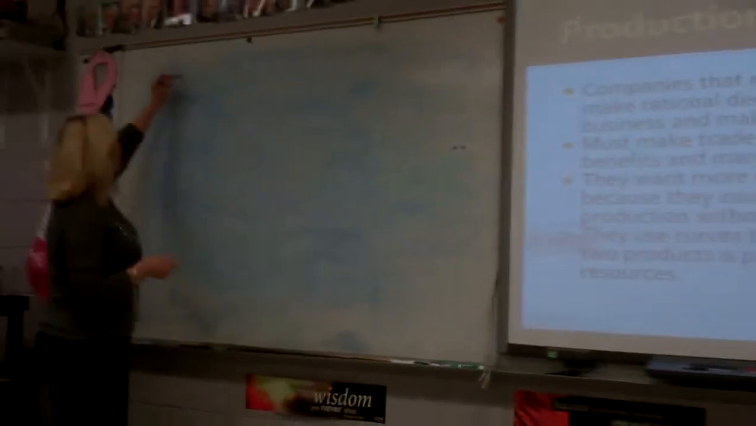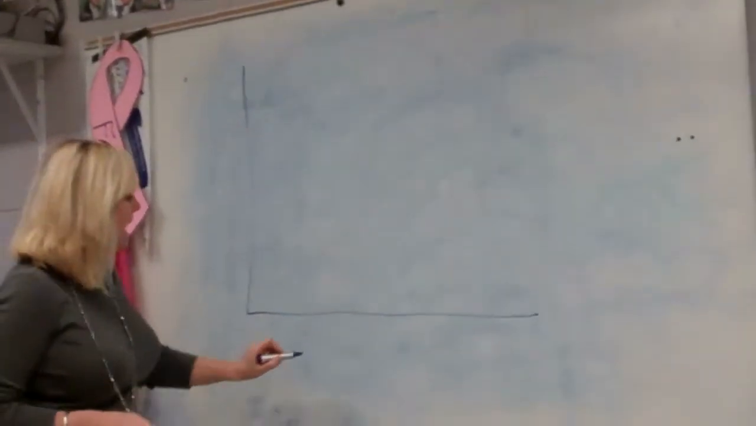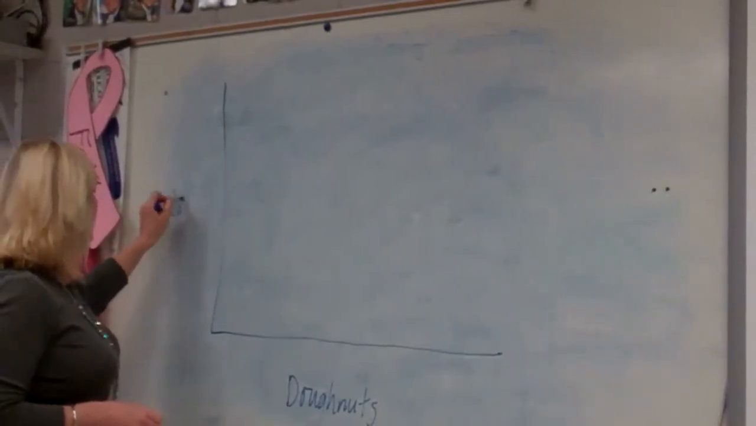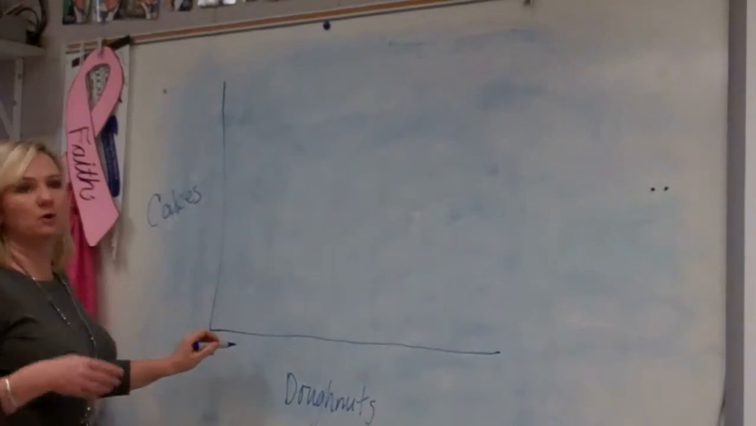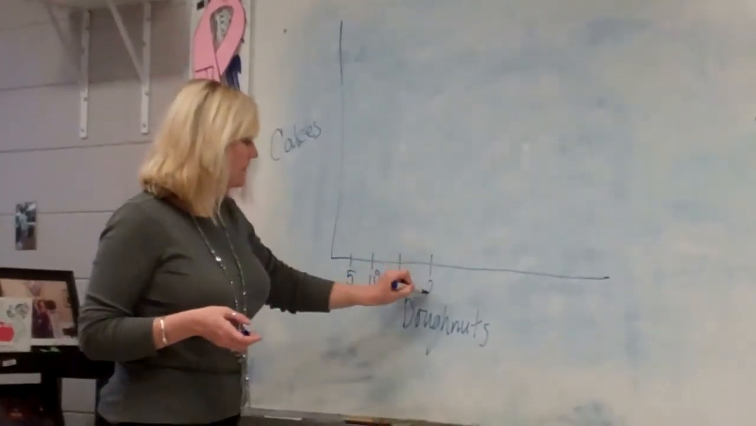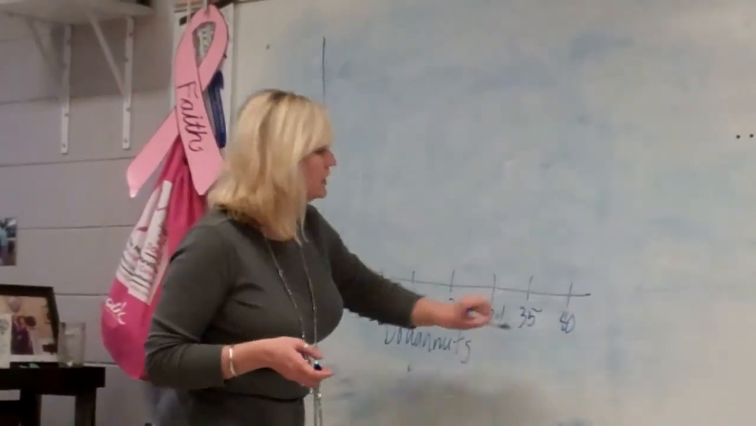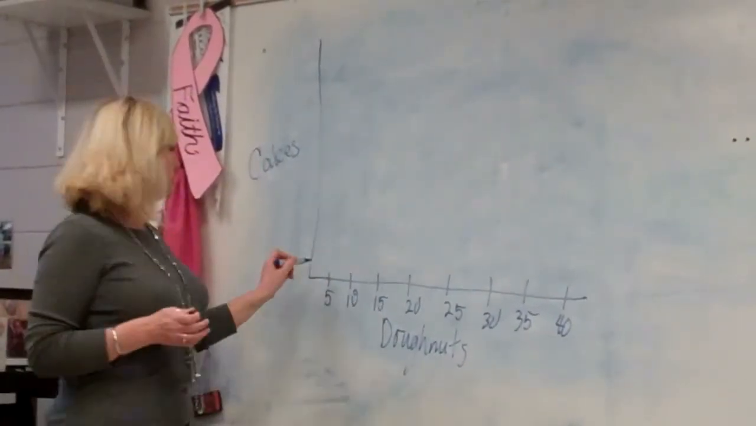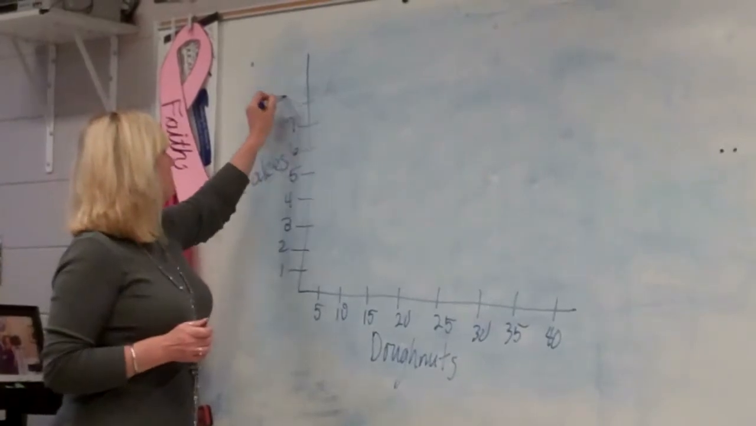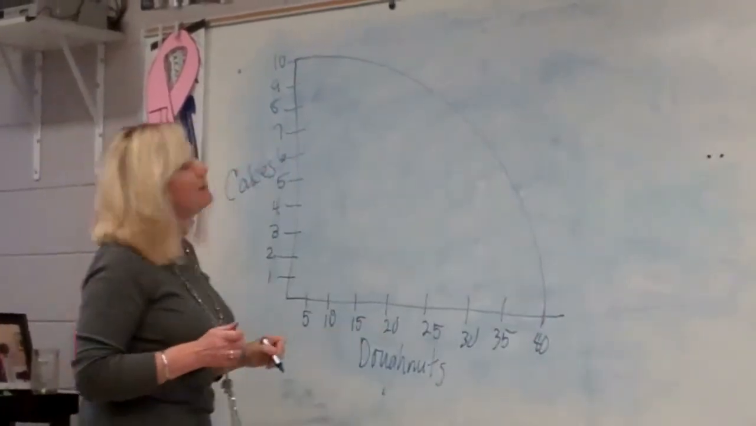Let's do a review. If we look at a production possibility curve, and let's say that I have a bakery, Pam's Bakery, and I can produce donuts. I like hot, fresh donuts. And I can produce cakes. Those are my two options at my bakery. Now, my donuts we're going to do by the dozens. So I say, okay, I can do 5 dozen, 10 dozen, 15 dozen, 20, 25, 30, 35, and 40 dozen. Or I can do cakes, and the cakes are individually. And so I can do 1, 2, 3, 4, 5, 6, 7, 8, 9, 10 cakes per day. So I start here and I go around to here. This is my production possibilities.